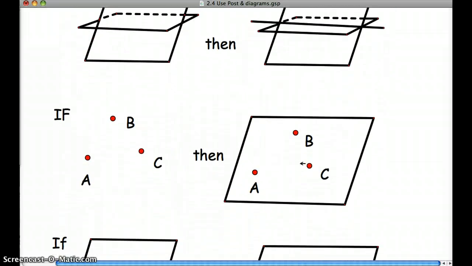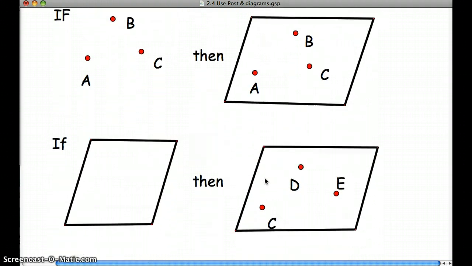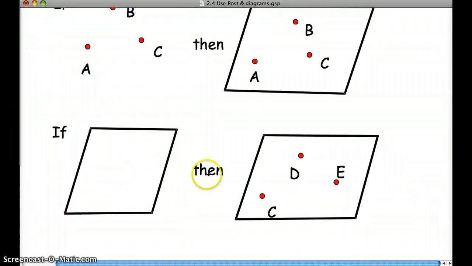Okay, let's look at this one. If 3 points are non-collinear, like these 3 points, then these 3 points create a plane. Plane ABC there. That's postulate number 9. I'm sorry, postulate number 8. Through any 3 non-collinear points, there lies exactly 1 plane. Okay, the next one. If you have a plane, then you have 3 non-collinear points. So this is the reverse of this. Okay, that's postulate 9. If you have a plane, then you have 3 non-collinear points.